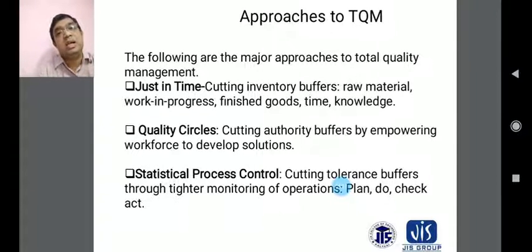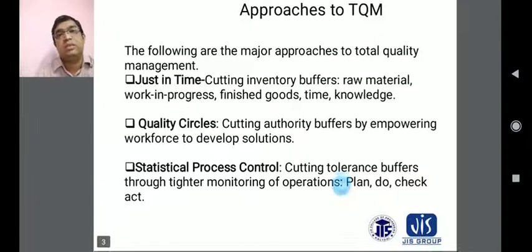Basically, just in time comes from Japanese technology, from the Japanese Toyota company, whose car was a flop in the markets. Then Japanese quality management practitioners also became concerned with this just in time.